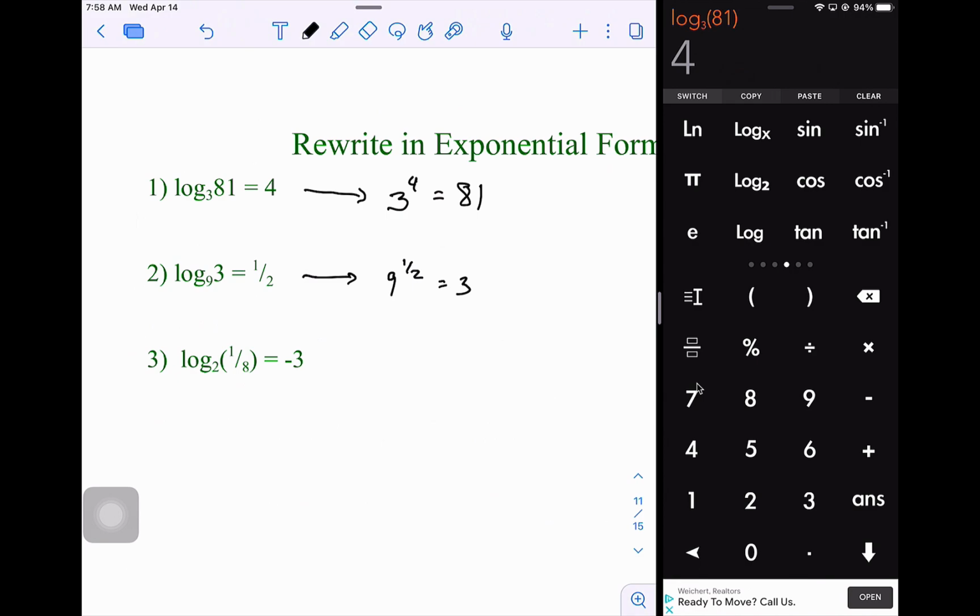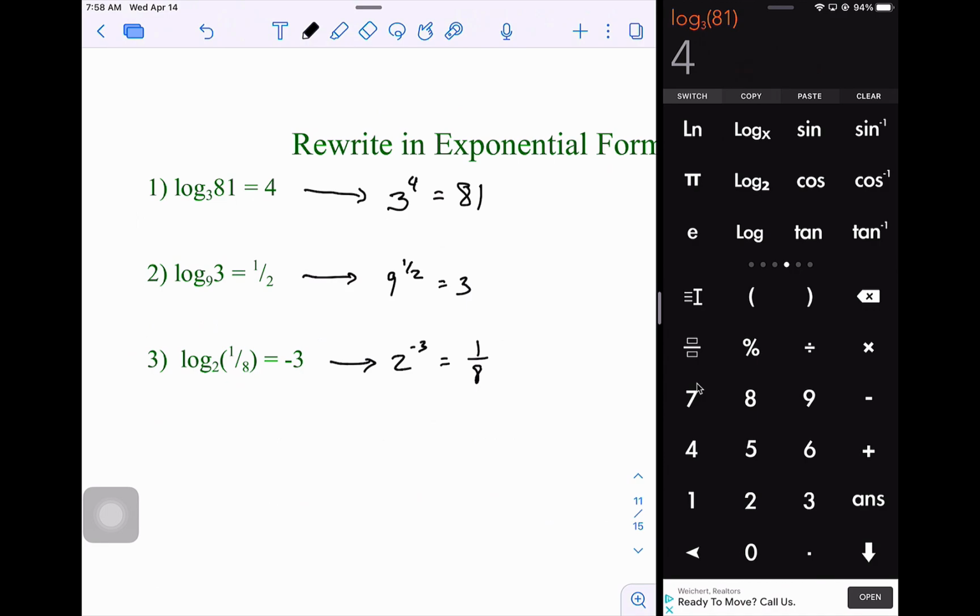Okay? Then if we do one more here, if I rewrite this in exponential form, start with the base. What power am I going to raise this to? Which one of those is the power? -3, yep. Equal to, in this case, 1/8.